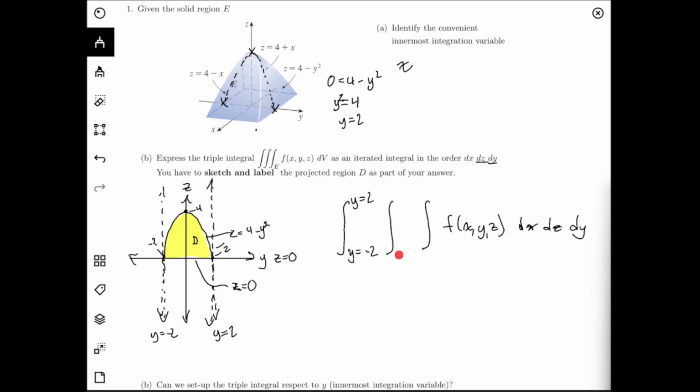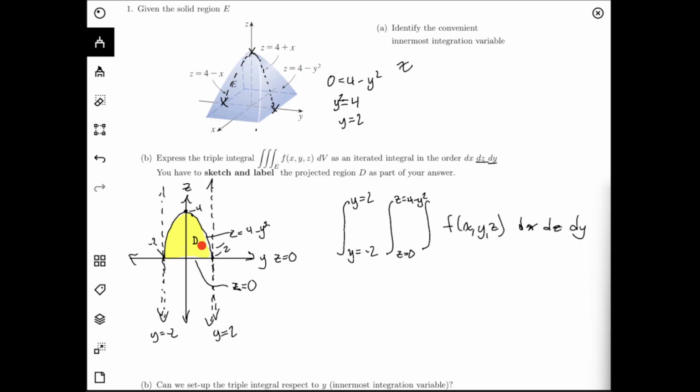for dz, we have z equals 0, right? That's our lower bound. And then our upper bound is this parabola right here as far as z goes, right? We're going this way. Okay, upper bound is z equals 4 minus y squared. And then we have whatever our x ends up being.